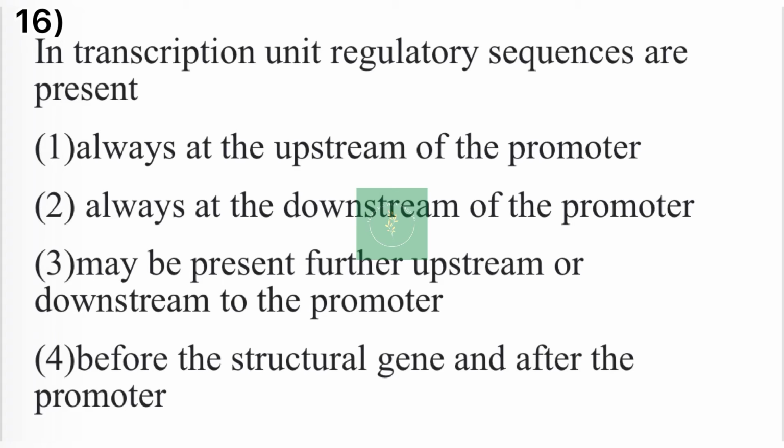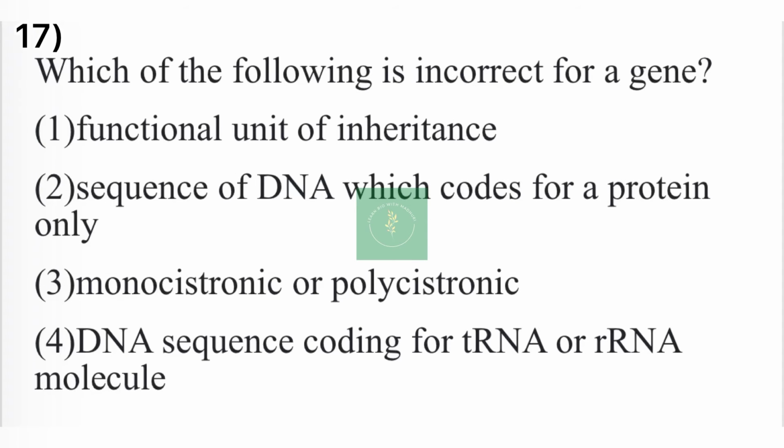Question number 16. In transcription unit, regulatory sequences are present. Option number 1, always at the upstream of the promoter, because promoter is the regulatory sequence. Question number 17. Which of the following is incorrect for a gene? And the option is 2, sequence of DNA which codes for a protein only. Because though the linear sequence of nucleotides in DNA contains the information for protein sequencing, proteins are not made directly from DNA.